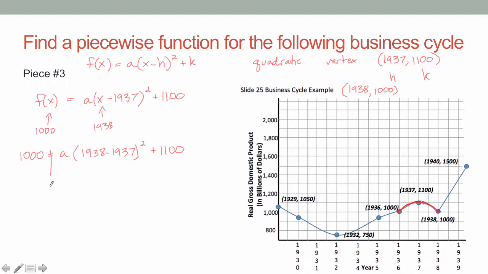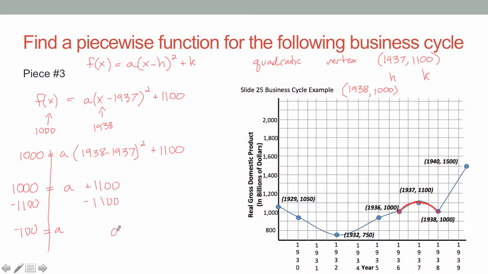I'm going to do the same steps to solve it because I need to figure out what this coefficient a is that determines where my parabola goes. Well, let's do it. 1938 minus 1937 is just 1, and 1 squared is 1. So this actually simplifies pretty nicely. We got 1,000 equals 1 times a, which is just a, plus 1,100. If we subtract 1,100 from both sides, we see that a just equals negative 100.